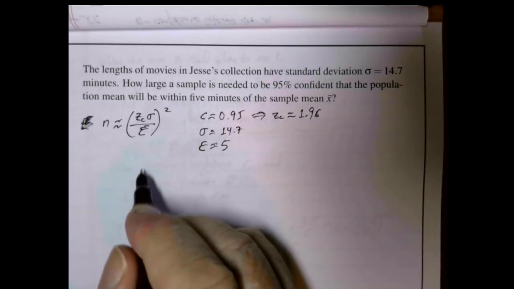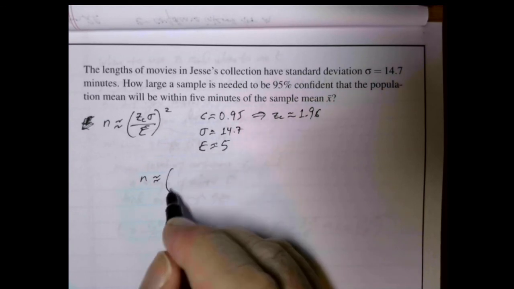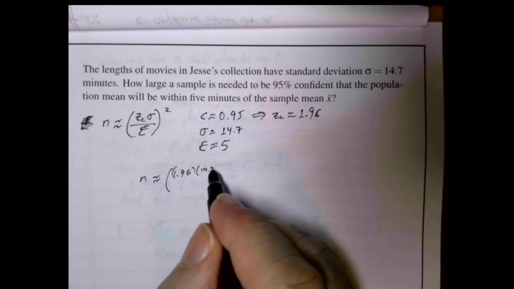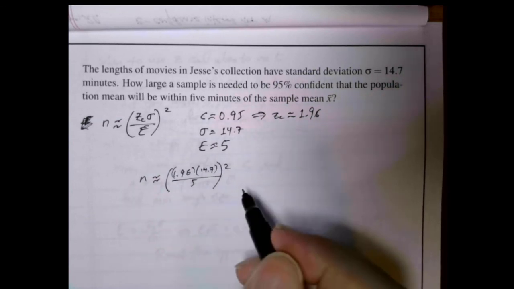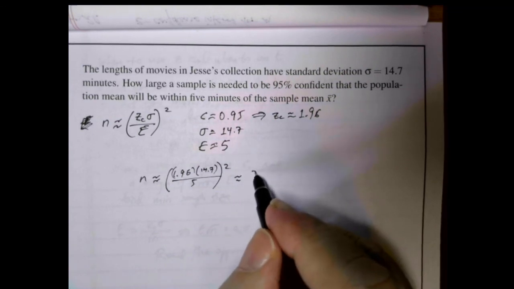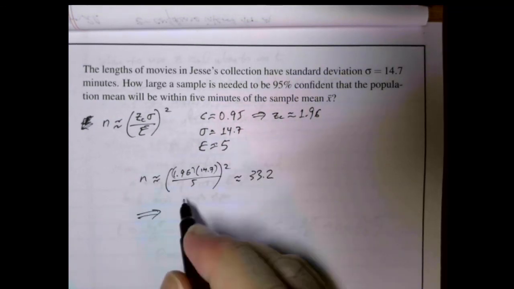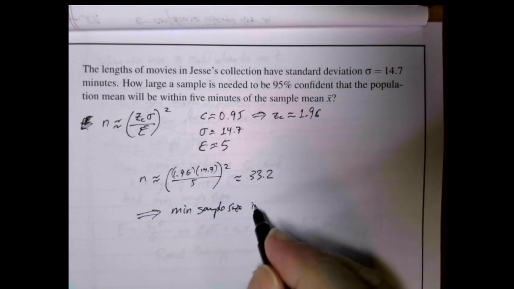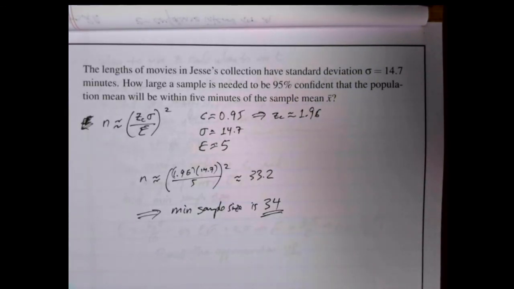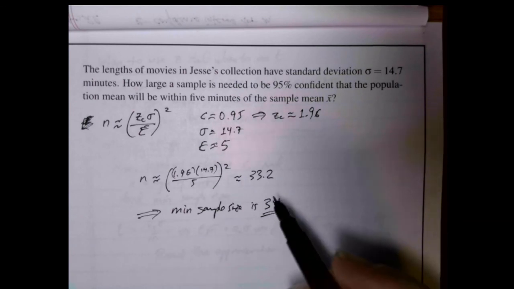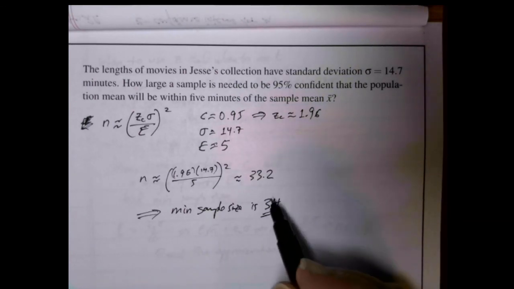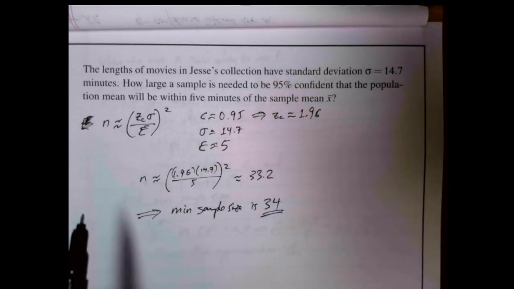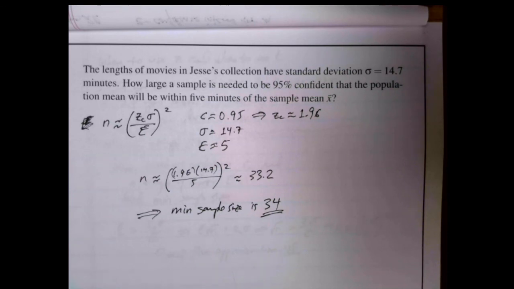And now we just put the thing in the formula. N is approximately equal to 1.96 times 14.7 divided by 5, and all that squared. That turns out to be about 33.2, which says that the minimum sample size is 34, not 33. I know that number is closer to 33, but you're not rounding, you're rounding up. If you rounded this down to 33, you would end up with a sample too small to give you what you want. You need to round it up to 34.